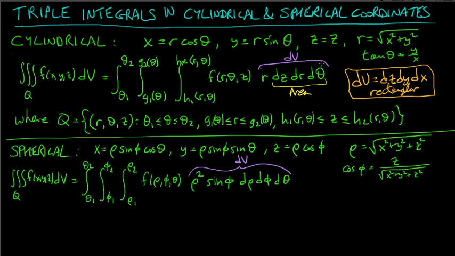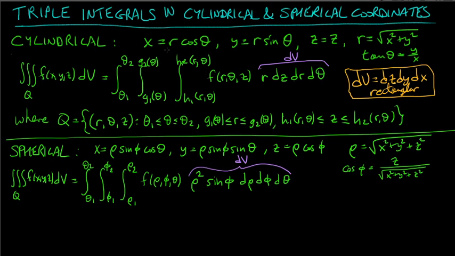Remember, an angle is not a length. An angle is just a number. So it's a length times a length times a number. It's an area, not a volume. So that's why we need the r here. It's the same as it was in polar coordinates when we did r dr d theta, but now we also need the dz here.